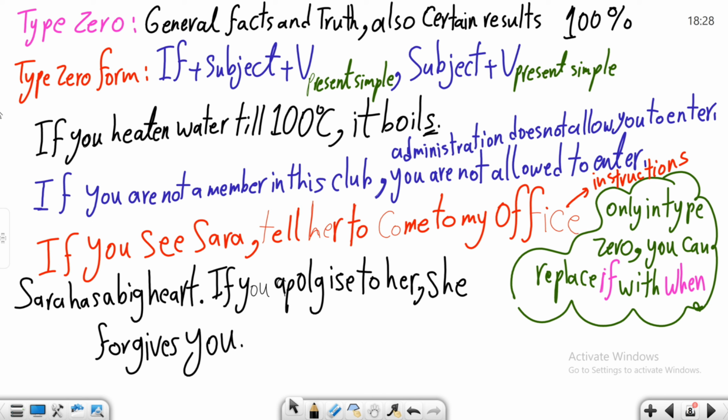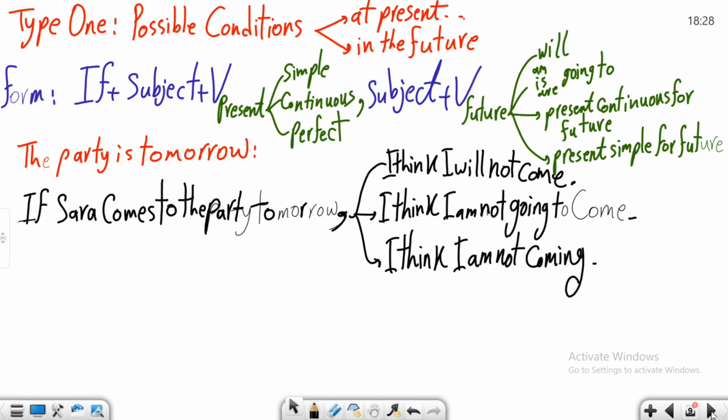As we said before, here we started the numeration from type 0, and type 0 talks about general facts and truths, which are always true. And then we talked about type 1, and type 1 talks about possible conditions at present and in the future. And we talked about the form.